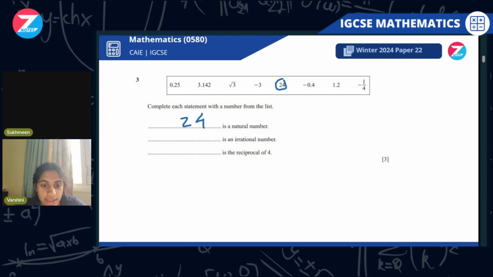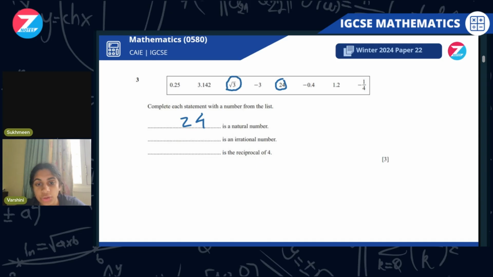And secondly, we want an irrational number. So we know that an irrational number has continuing decimals, and it can also be imperfect squares. So over here we see an imperfect square. So this is a potential answer.